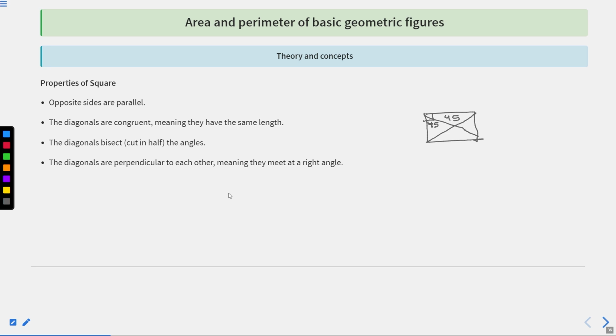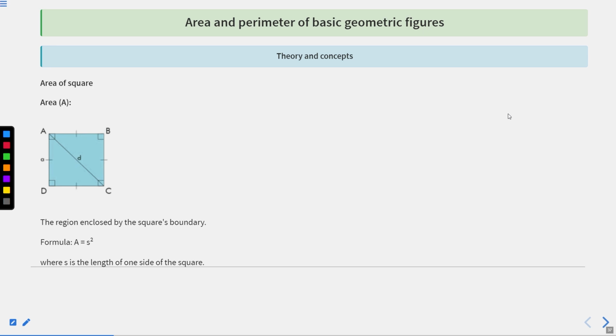So diagonals are perpendicular to each other, meaning they meet at a right angle. If there are two diagonals, then they meet at some point, and at that point they make an angle of 90 degree.